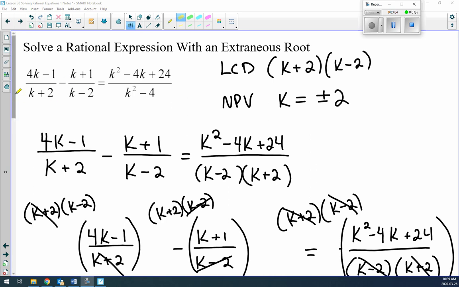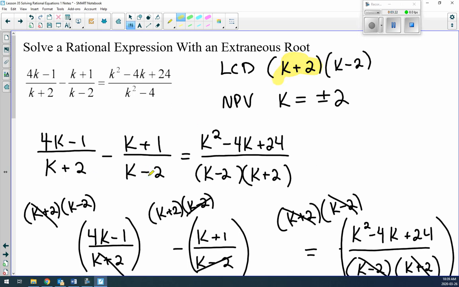First off, let's look at the denominator. k plus 2, k minus 2. Oh, this one has a difference of squares, so factor that into two binomials. We end up with k minus 2, k plus 2. Now, figure out your LCD. We've got a k plus 2 here and a k plus 2 here. We need one in that piece there, so k plus 2 is one of ours.